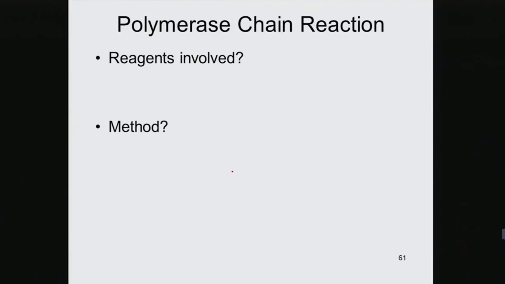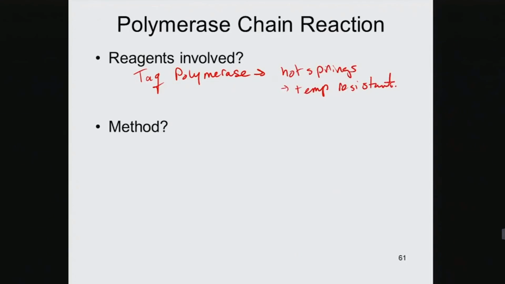What do we need for PCR? Given what I've told you about DNA replication, what do we need? Do we need a DNA polymerase? Yes. Typically, the DNA polymerase used in PCR is Taq polymerase. This was actually discovered in hot springs, and it's very temperature resistant. That's important because of the nature of the PCR reaction.